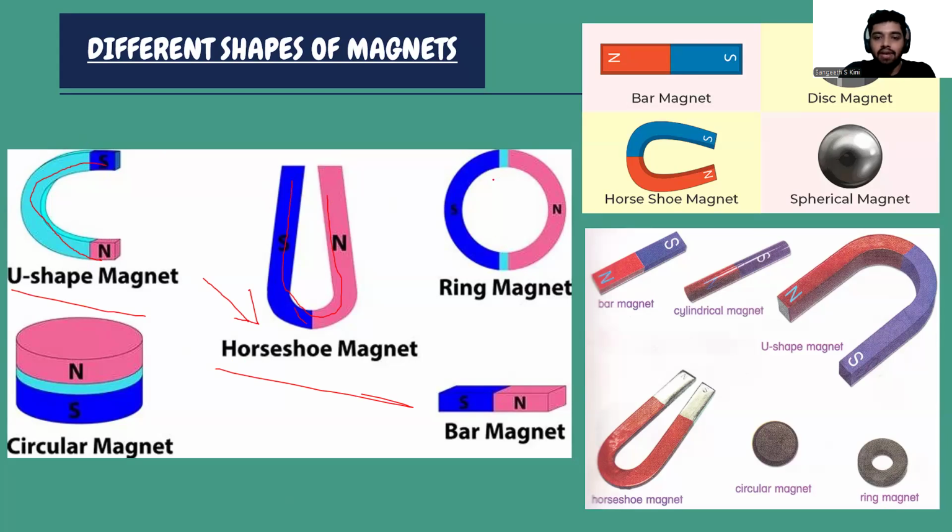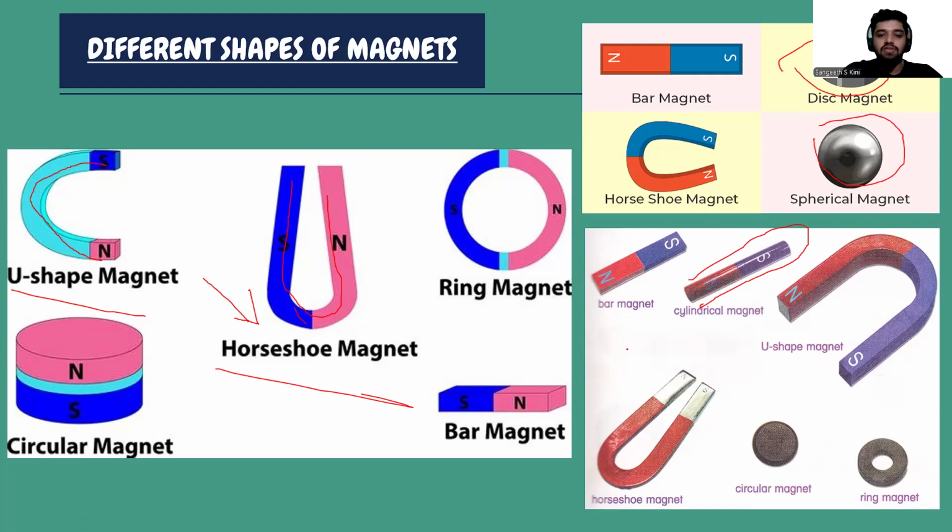This is like a ring shape, so this is a ring-shaped magnet. This is a circular magnet, this is a bar magnet, and in addition there is a disc magnet here. This is a spherical magnet, and this is a cylindrical magnet. So different shapes of magnets are available in our market, based upon different needs and applications.